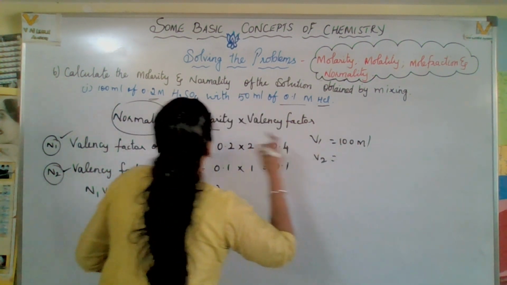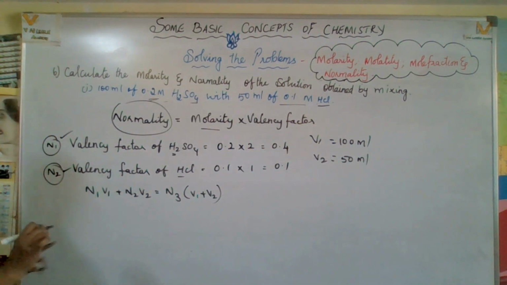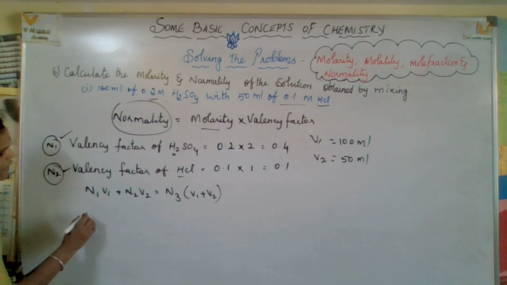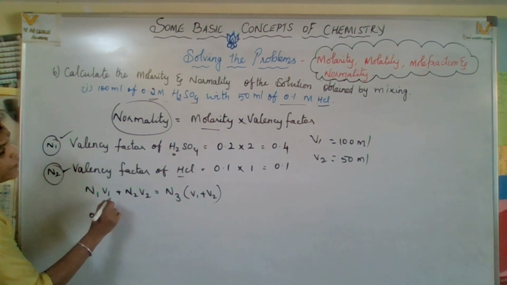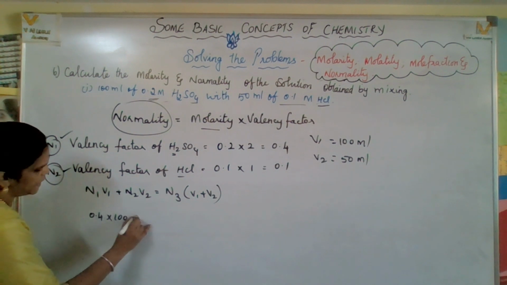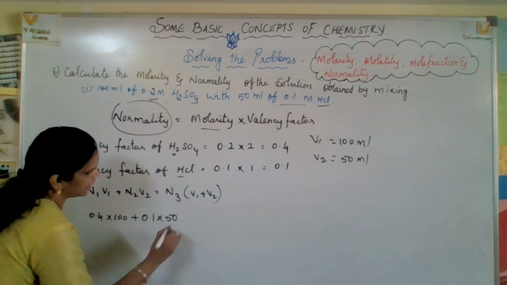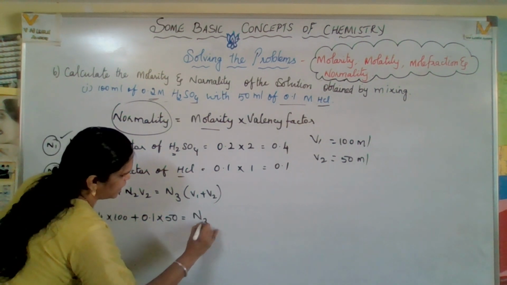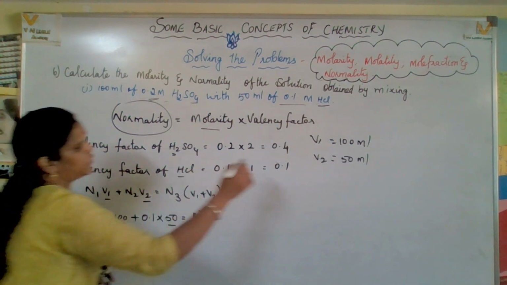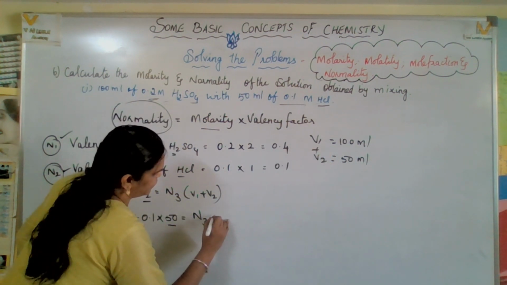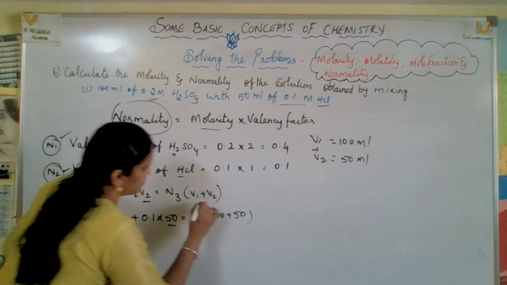And V2 is equal to 50 ml. Right. Okay. Now let us apply the values in this formula. N1 is 0.4 into V1, which is 100, plus N2, which is 0.1 into V2, which is 50, equal to N3 into V1 plus V2. So V1 plus V2 is 100 plus 50, that is 150, right?